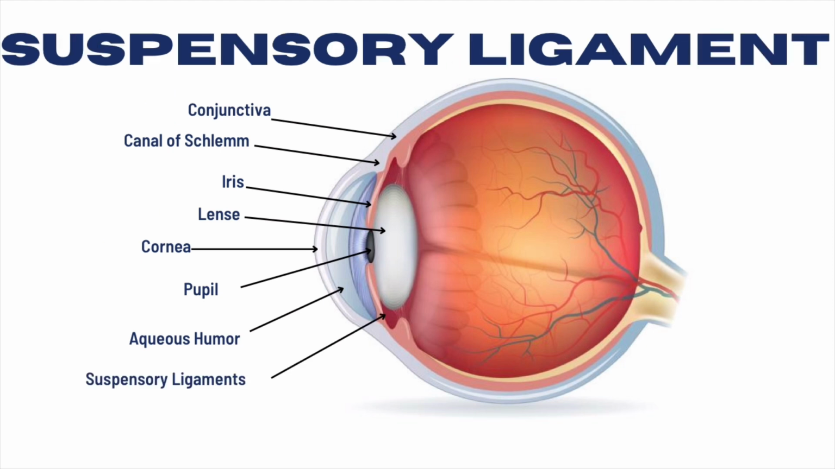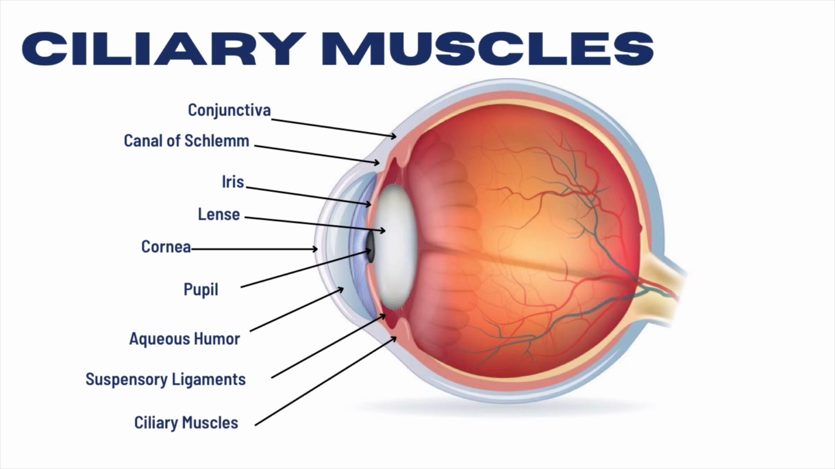The suspensory ligament is a long, thin fiber that connects the crystalline lens to the ciliary muscle. The ciliary muscle controls focus by causing the lens to change shape. An interesting fact about these muscles is they are the most active and the fastest muscles in the body. That is why we have the phrase, "It happened in a blink of an eye."